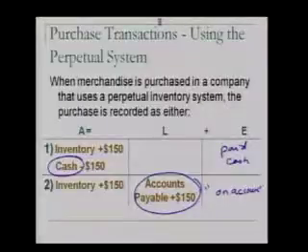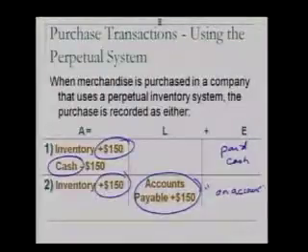All right, so two options there. Either paid cash or you bought it on account. Either way, inventory is going up. Doesn't matter what system you know, paid cash or on account, your inventory is going to go up.